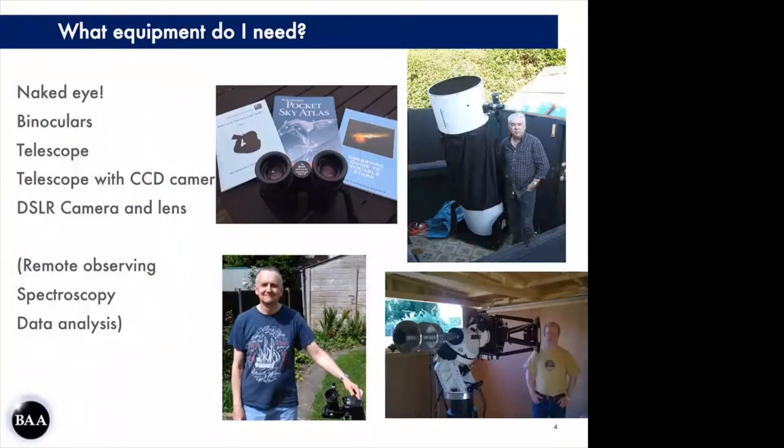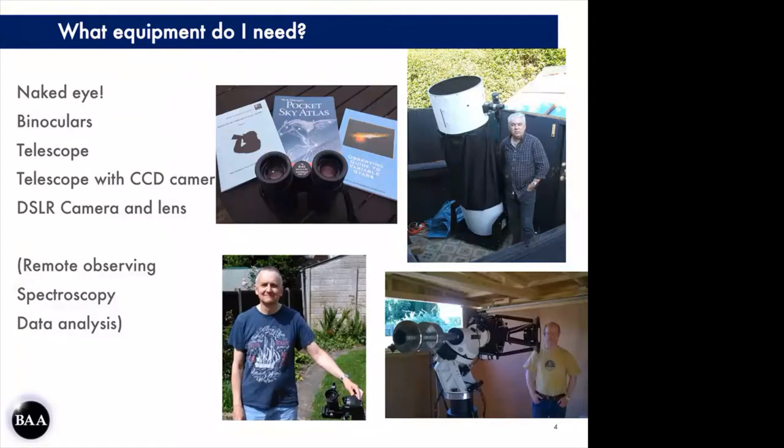Very roughly, there are two kinds of variable star observing. One is where you compare the brightness of a variable star with stars of known brightness in the same field, using your eye. So this is visual variable star astronomy. But other people prefer to use imaging, either with a CCD camera or perhaps a DSLR camera. And here you take an image of the variable and its surrounding stars, just like you would with any deep sky object. And then you use software later to work out what the brightness of the star was when you made the observation.